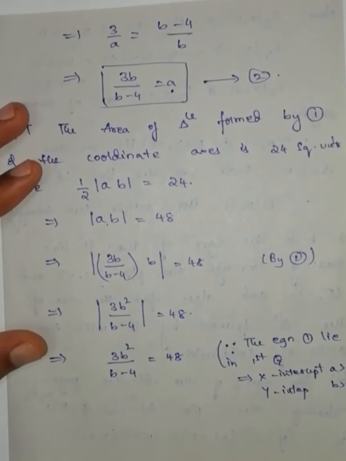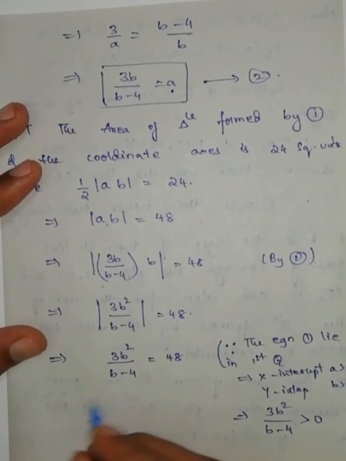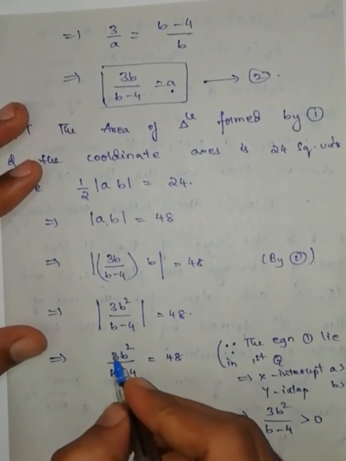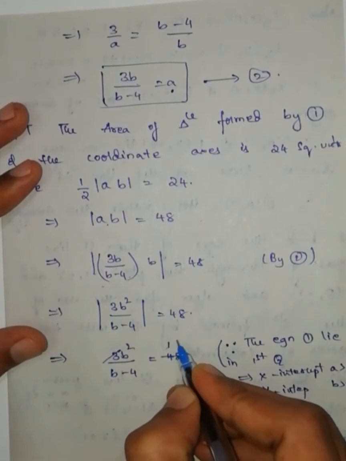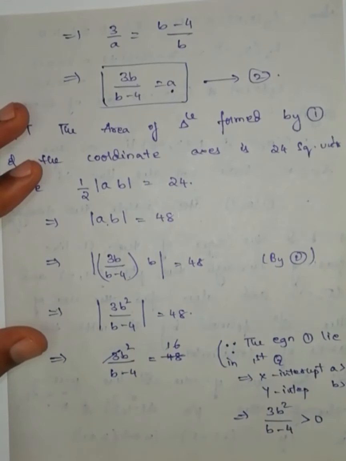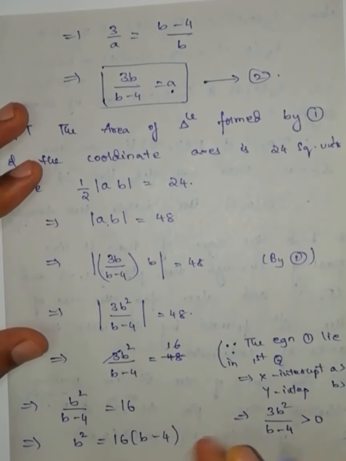Modulus of a positive will give the same thing. This implies 3b square by b minus 4 is positive, so I can remove the modulus. Now, this implies 3 ones are 3, 16s are 16. This implies b square by b minus 4 is equal to 16. Now cross multiply: b square is equal to 16 into b minus 4.